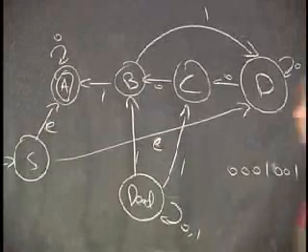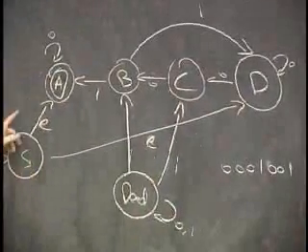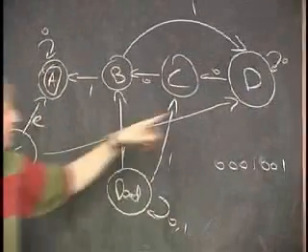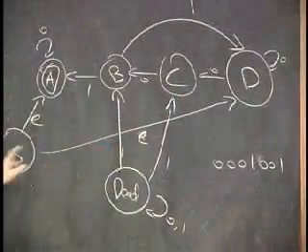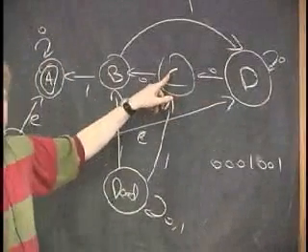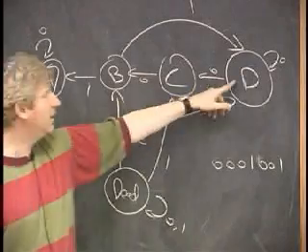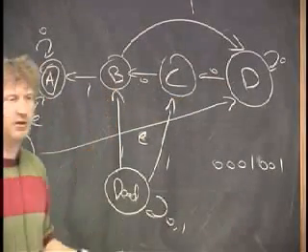Any of those places. To go to A, 0, 0. To go to D, 0, 0. To go to C, 0, 0. To go to B, start here, 0, 0. You could end up in any of those places.